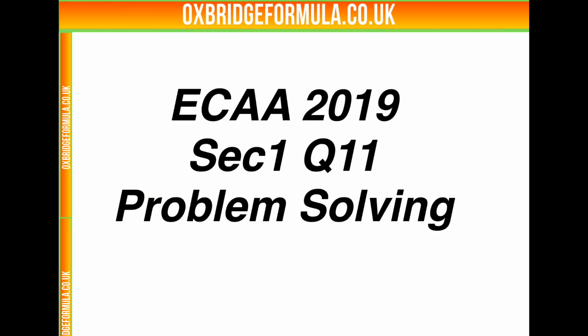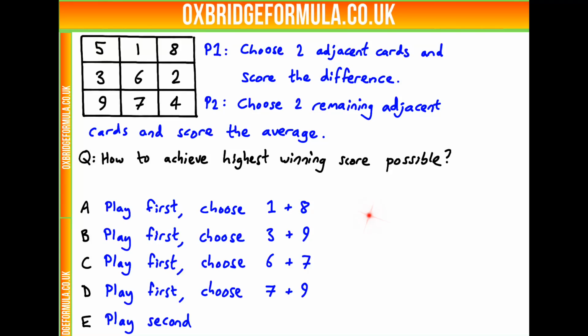This is question 11 on problem solving from section 1 of the 2019 ECAA. So we're told about this card game where 9 cards numbered from 1 to 9 are laid out in this square. Player 1 chooses 2 adjacent cards and scores the difference, and then player 2 chooses 2 of the remaining adjacent cards and scores the average.